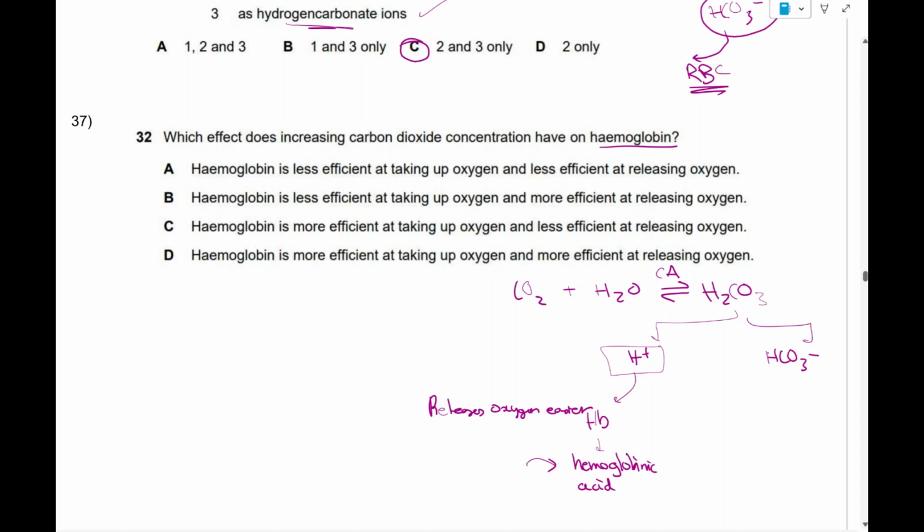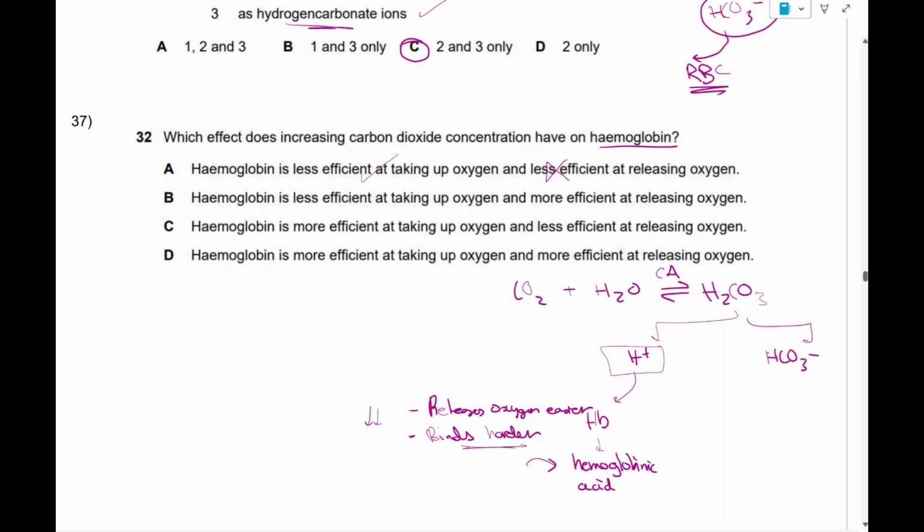And binds to oxygen harder. The reason for this is because it has a lower affinity, aka a lower attraction for oxygen. Now let's see the suggestions that we have here. Hemoglobin is less efficient at taking up oxygen. This is correct because it has a lower affinity, and less efficient at releasing oxygen.